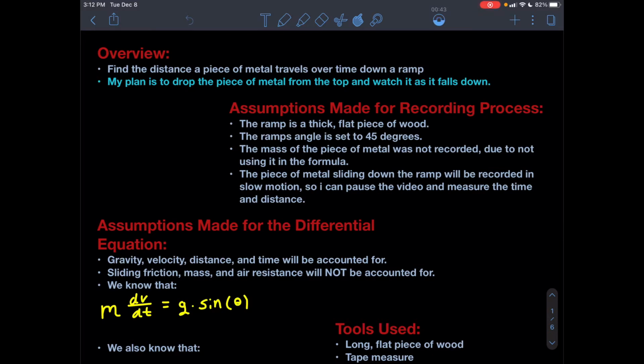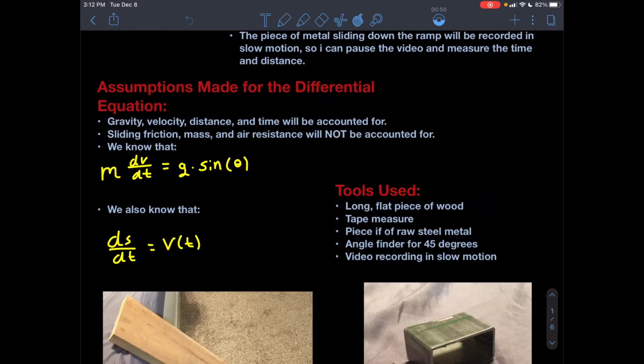The assumptions made for the differential equation, though, were gravity, velocity, distance, and time will not be accounted for. Sliding friction, mass, and air resistance will not be accounted for. And we know that the mass times dv over dt is equal to gravity times sine of theta. We also know that ds over dt is equal to velocity due to time.